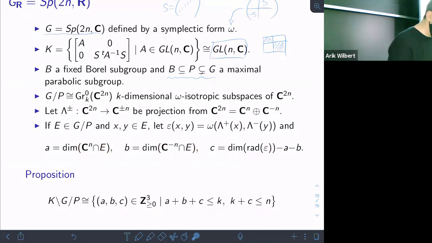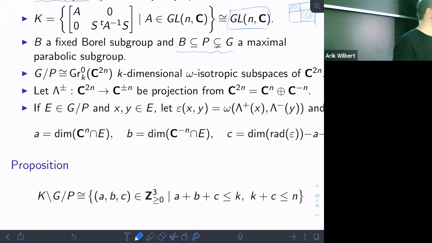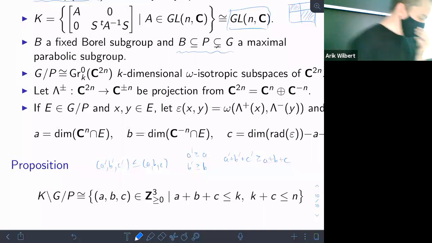And it's a little bit better than that. Using these combinatorics, you can say what the closure relations are. So if you think about when one closure is contained in the other, A prime has to be at least A, B prime has to be at least B, and then the sum has to be at least the other two.